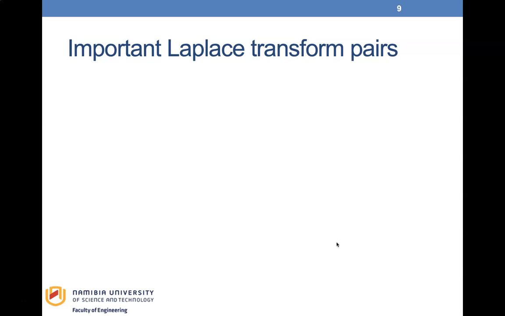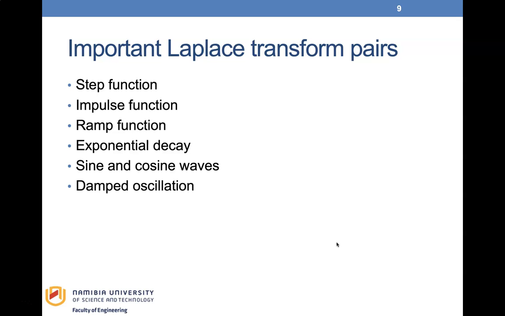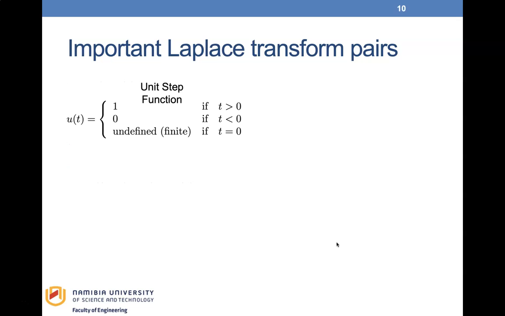So, important Laplace transform pairs. There are some very important Laplace transform pairs that you need to know, which are very essential for control systems. We have the step function, the impulse function, the ramp function, the exponential decay function, the sine and cosine waves, we know all these. We have the damped oscillation, and we will go into details on these different pairs.